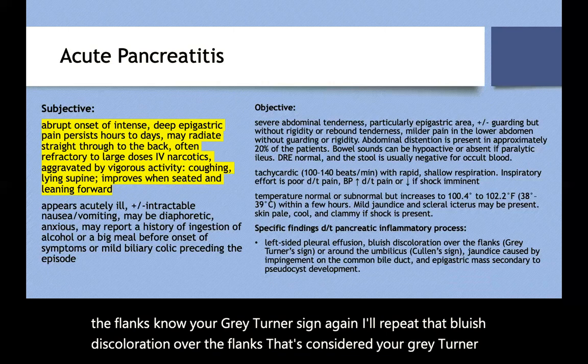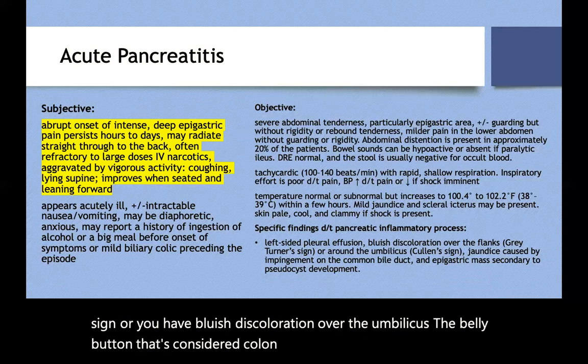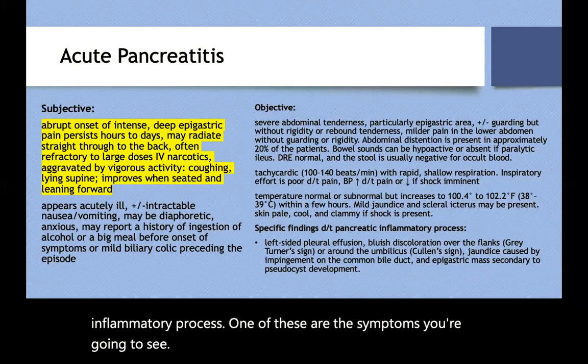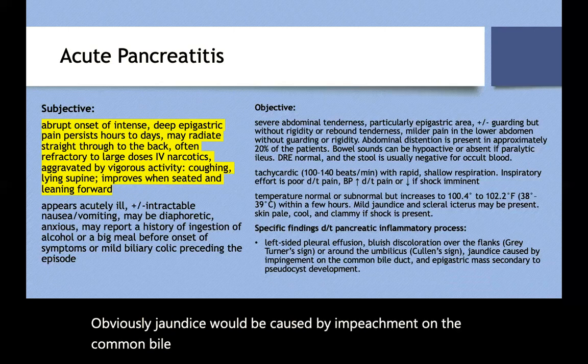Or you have bluish discoloration over the umbilicus, the belly button, that's considered Cullen sign. This is considered a pancreatic inflammatory process. These are the symptoms you're going to see. Obviously, jaundice would be caused by impingement on the common bile duct, and an epigastric mass may be secondary to a pseudocyst development.